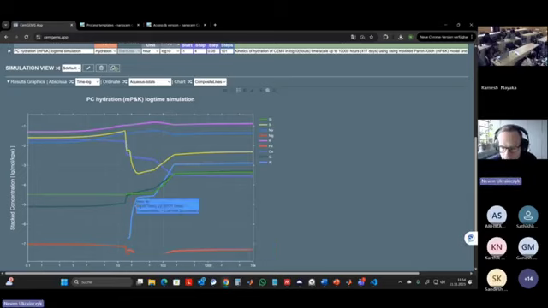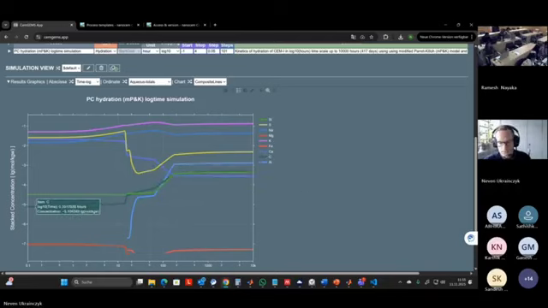Even iron concentration, alumina concentration, it's increasing with time. Probably because of the reaction of the metakaolin. Even carbon. So the carbonic acid.